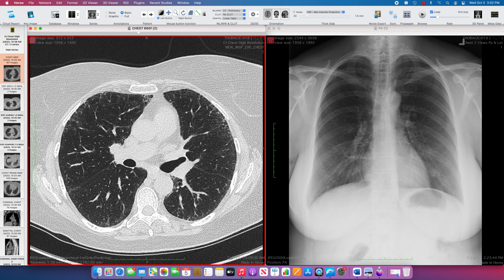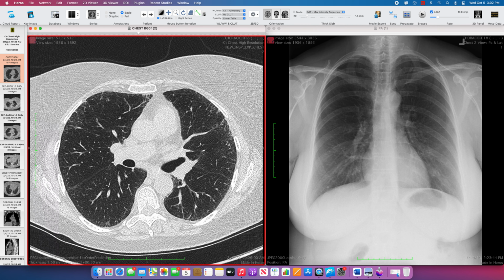So we go down further. We can appreciate that there's volume loss, right? So not only is the interstitium becoming white linearity, but on top of that, the vasculature that is there is getting drawn together. So all these vessels that we do see are brought together by the volume loss.